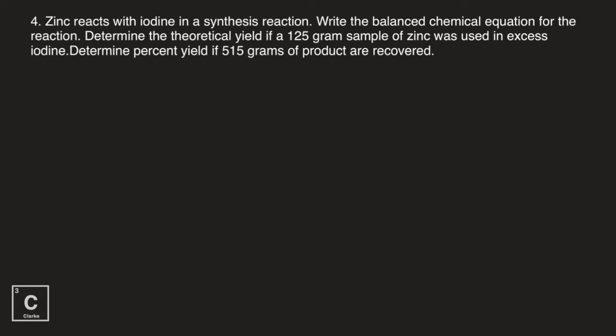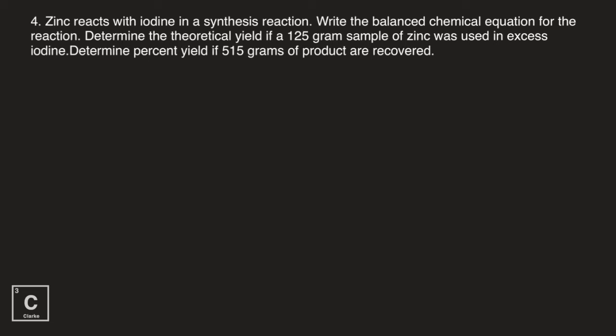Zinc reacts with iodine in a synthesis reaction. Write the balanced chemical equation for the reaction. Determine the theoretical yield if a 125 gram sample of zinc was used in excess iodine. Determine percent yield if 515 grams of product are recovered.